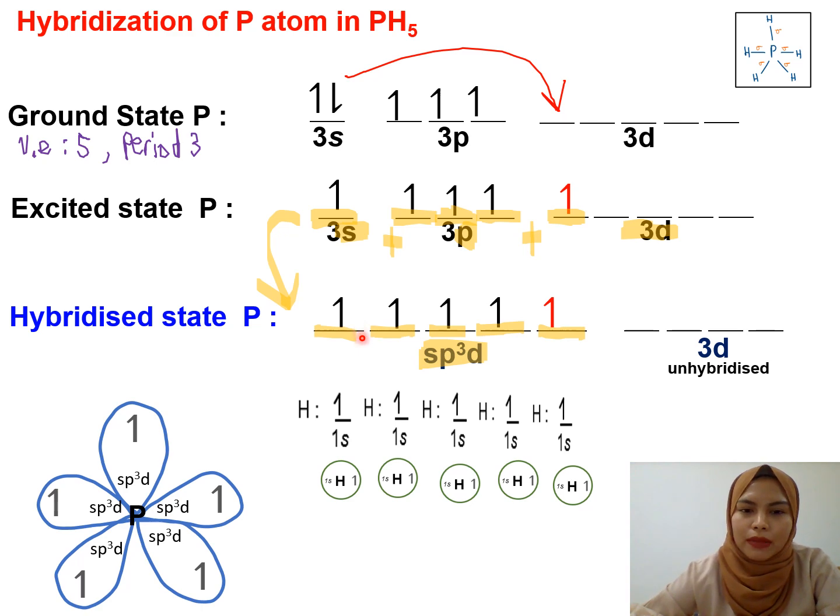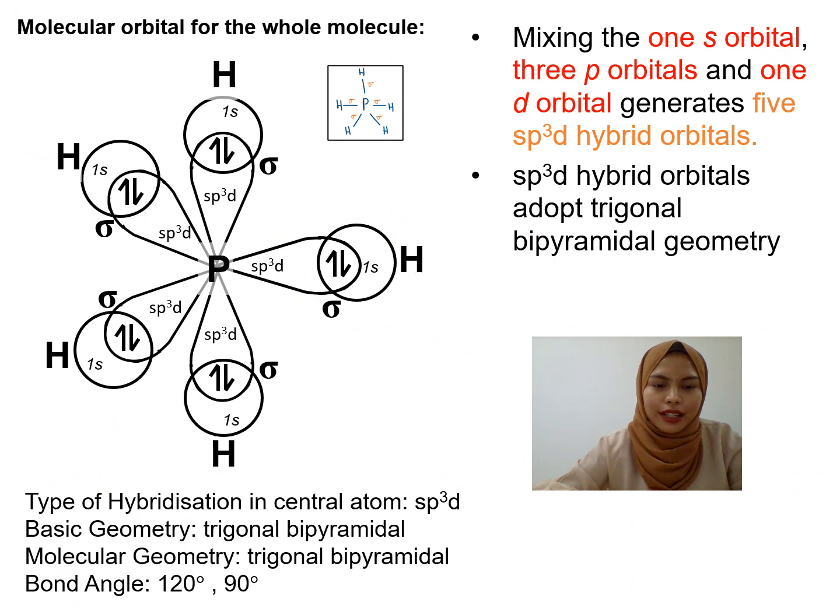Okay, so what happens here, this single electron will bond with the single valence electron of hydrogen 1s. Okay, so this one gives one sigma bond, this one, when combined with this one, gives the second sigma bond, this one with this one gives the third sigma bond, this one with this one gives the fourth sigma bond, and this one with this one will give the fifth sigma bond.